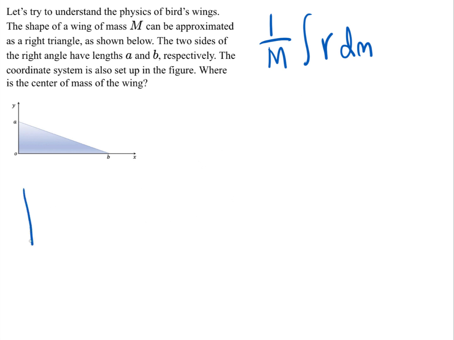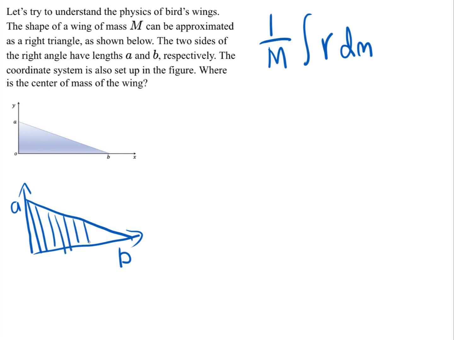So if we think about this bird's wing here, here we have our axis, and here we have the triangle. If that is A and this part is B, we can divide this up into a bunch of little rectangles, and the height of each rectangle is given by the y-coordinate of each little rectangle. And we can find what the function is that should give us this y.